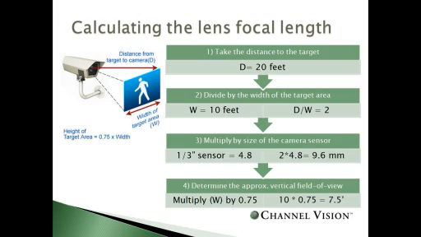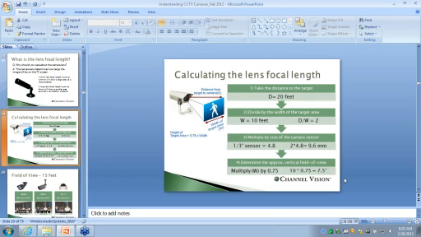And then you multiply that by a fixed number depending on the CCD chip in your camera. In our application, 4.8. 2 times 4.8 equals 9.6, indicating that a 9mm lens is ideal for our solution of 20 feet away.